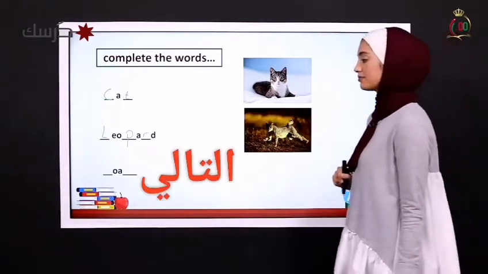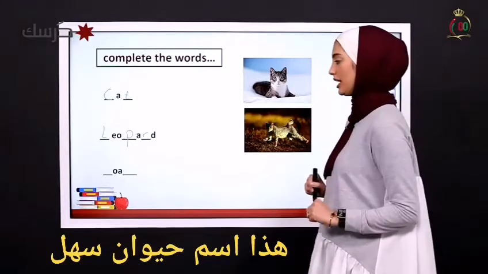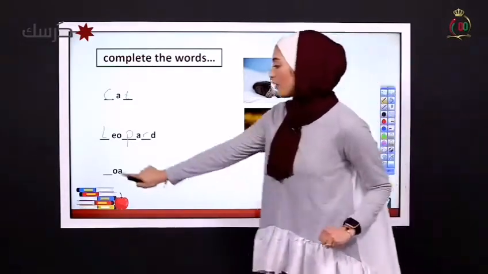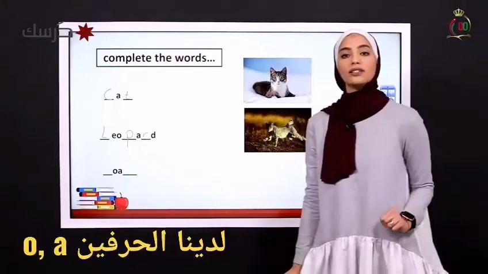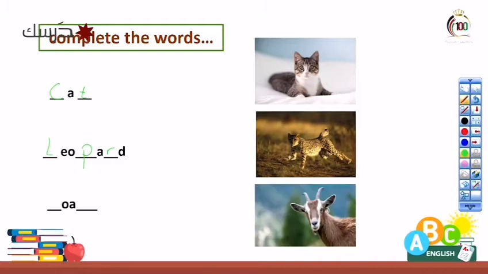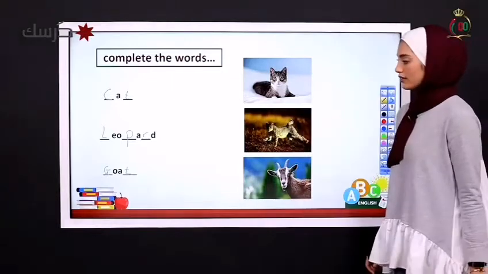Next, this is an easy animal name. It is made of 4 letters. We have O and A. What are the missing letters? It's a goat. Goat. Super job. So you need to write G here and then T. Try to write on the line, okay? Goat.